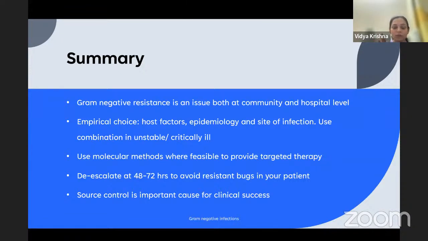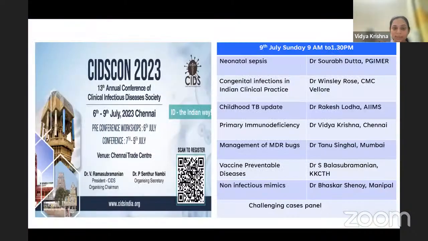Don't continue to give a lot of empirical therapy like broad spectrum combination and all that. If your patient has improved at 48 to 72 hours, we should have the courage to stop and give the minimal possible cover. Okay. Source control again is very, very important if you want to treat clinical sepsis.